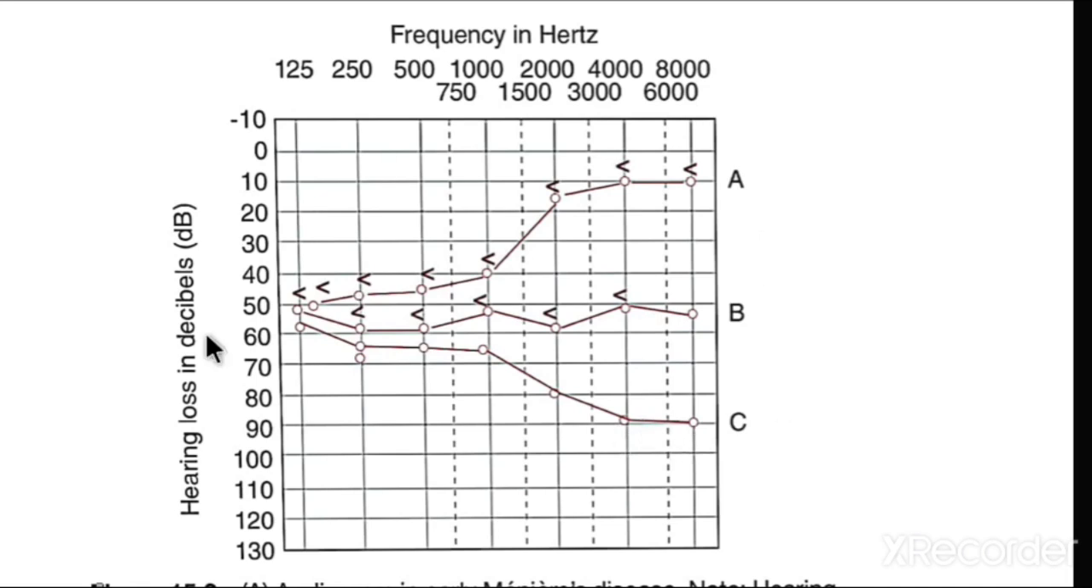So there are mainly three types of curve. This one is where the lower frequencies are affected, and this is a rising type of curve. This is the flat curve, the B type of curve, and this is the falling type of curve.